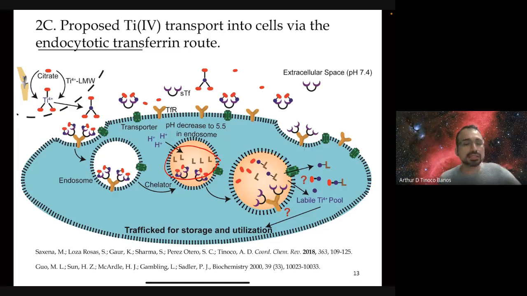But in the case of titanium, that is not so clear because titanium, as I mentioned in our last lecture, is really redox inert and basically will remain as titanium-4. And so it's proposed that a chelator comes into the endosome and is able to remove titanium from transferrin. But then how that metal is actually delivered into the cellular environment is not entirely clear.